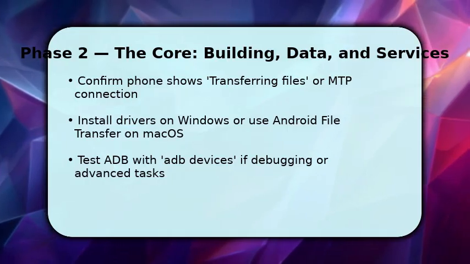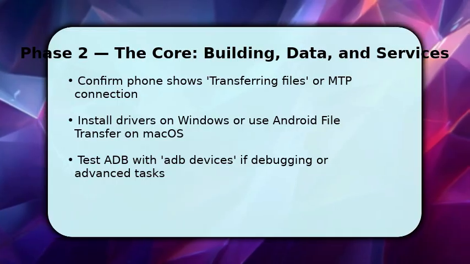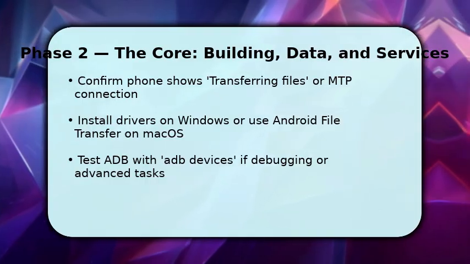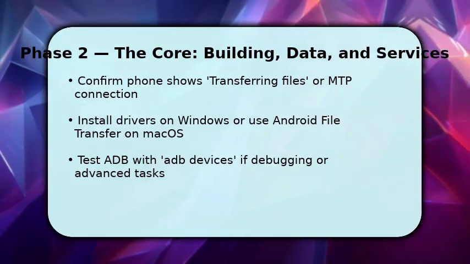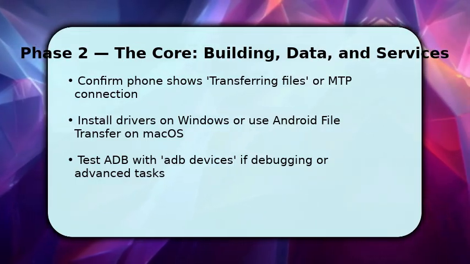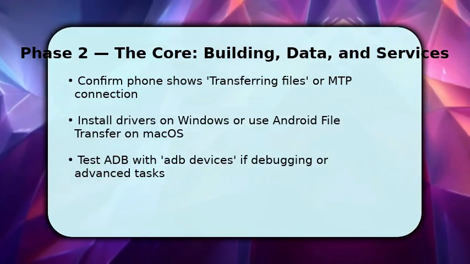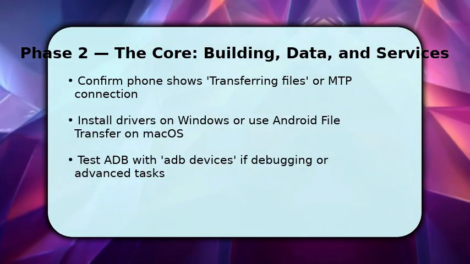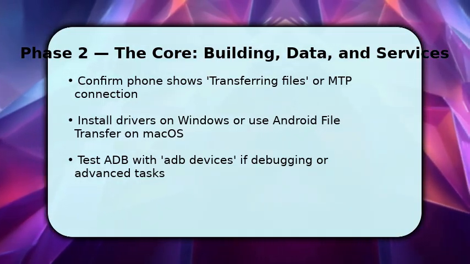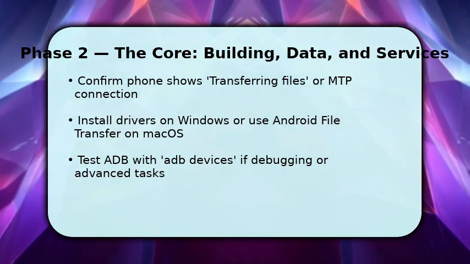Next, establish a stable link. Once File Transfer is selected, check the phone status as transferring files. This means MTP is active. On Windows, install Huawei or Universal MTP drivers. On Mac OS, install Android File Transfer to browse files. If you enabled USB debugging, open a terminal and run adb devices to confirm the phone appears. If it does, you can push files or run commands. These steps make sure both simple file access and advanced ADB control are available.